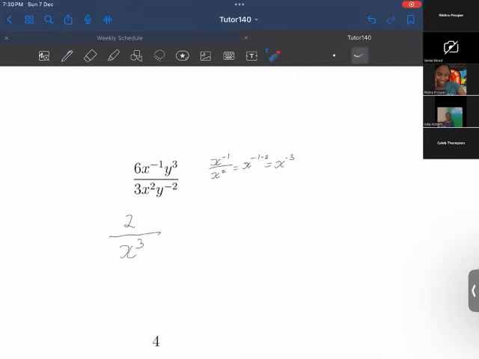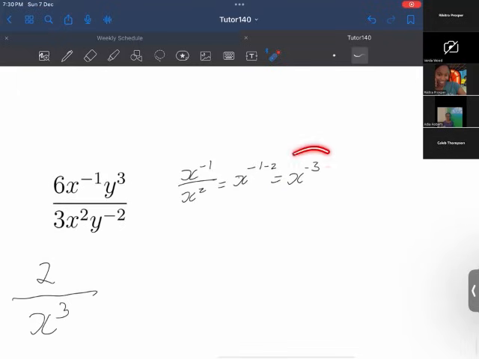When we put it in the denominator, it turns positive, okay? It would only be negative if you were to put it in the numerator. But since they want you to finish with no negative exponents, since it's a negative exponent, you put it in the denominator.